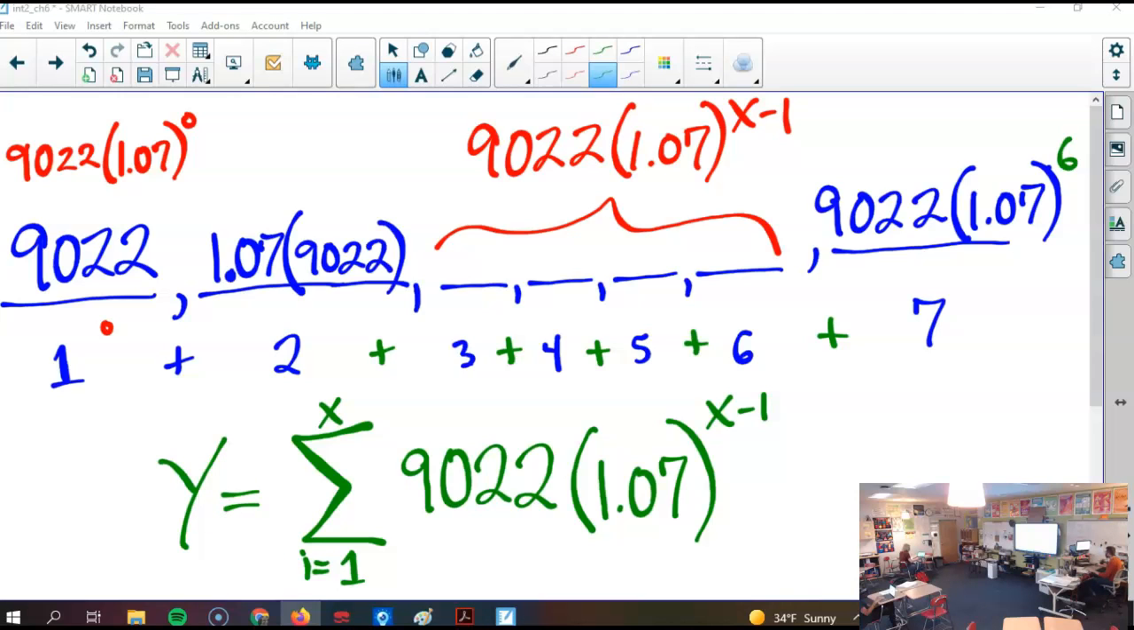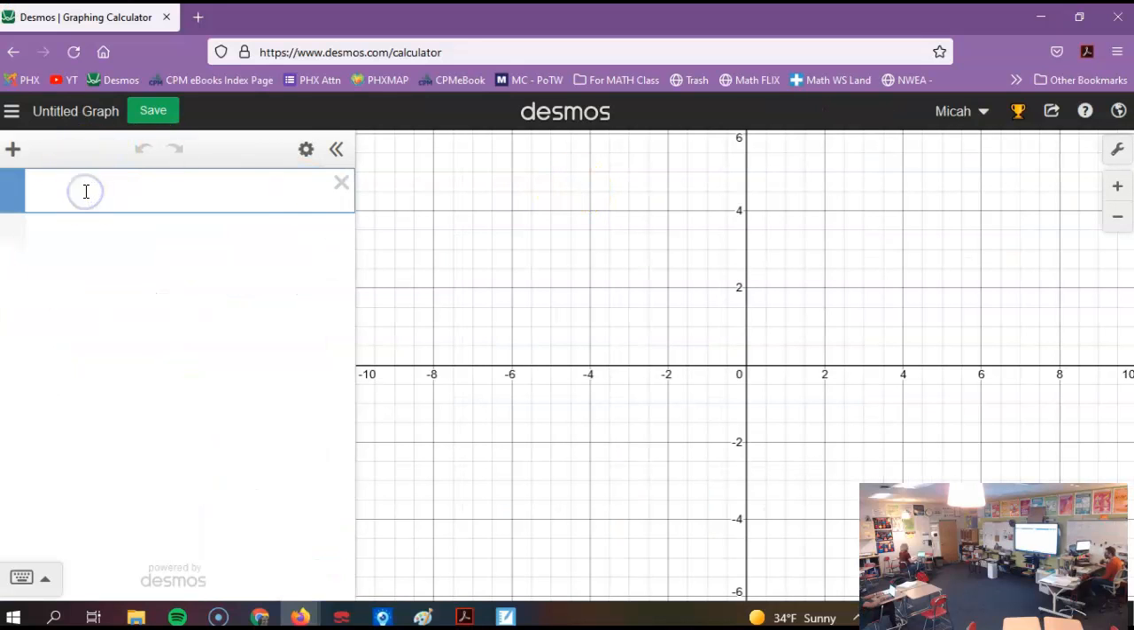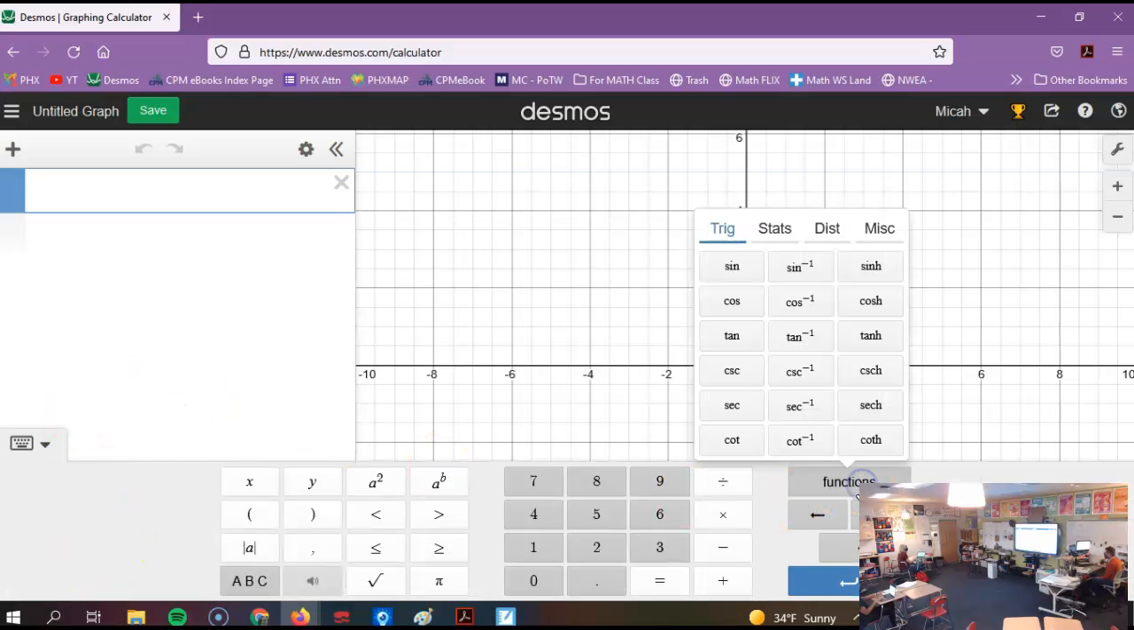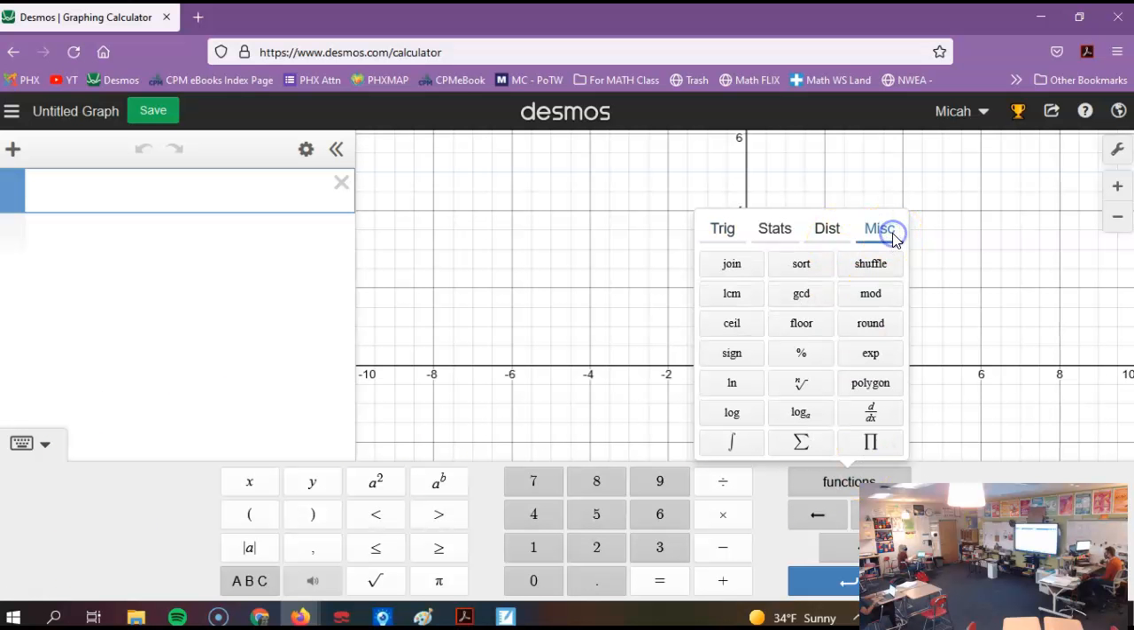Why can I not put an x minus 1 up here? Oh, you have to put it in parentheses. Well, how did you get the sigma? Are you in the graphing calculator? Yes, there's a functions button. Oh, you click the keyboard. And then there's a functions button. And then you click sum. Well, I just went through all of them.